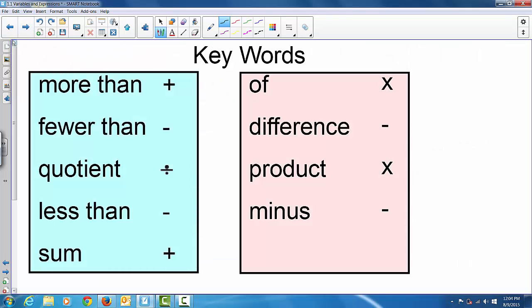Alright, some key words that you're going to have to be aware of. More than means plus. Fewer than means minus. Quotient means divide. Less than means minus. Sum means plus. Of means multiplication. Difference means subtract. Product means multiplication. And minus means subtract. Learning the vocabulary is going to make it easier for you later on whenever you have to do word problems. And you just got to translate the words into algebra. Okay, but if you don't know the vocabulary, you're not going to be able to do it very well. So make sure you get these into your memory.